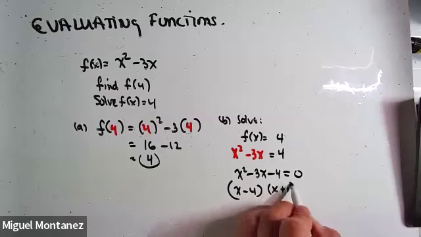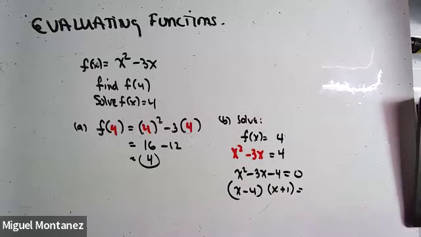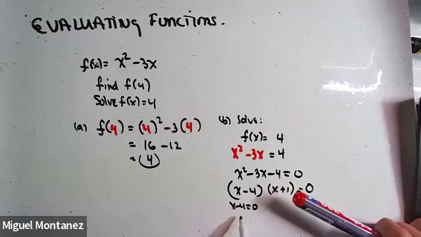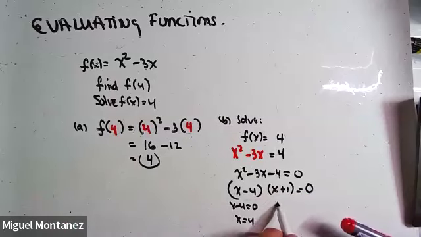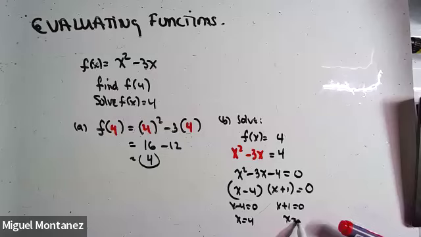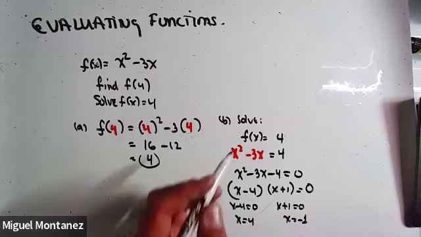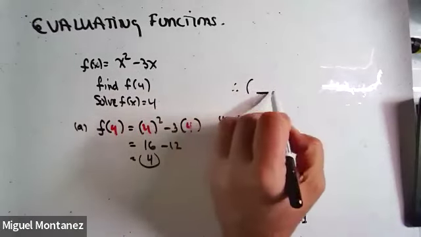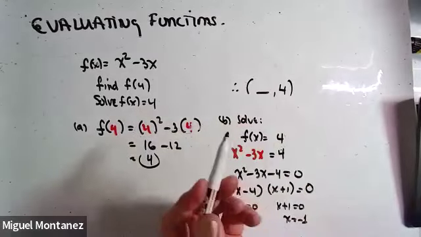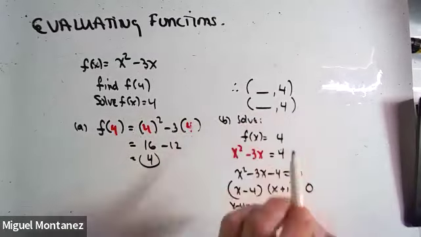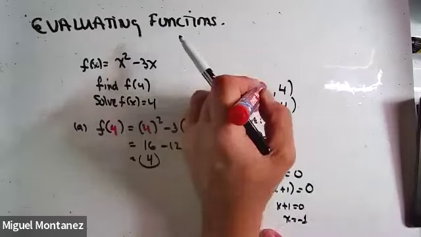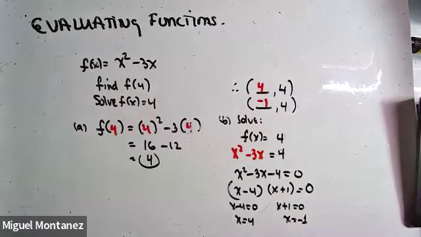So it'll be (x minus 4) times (x plus 1) equals 0. So when x minus 4 equals 0, x equals 4, which we knew from before. When x plus 1 equals 0, x equals -1. Okay, so therefore, let me write it here. We found two numbers that give an output of 4 for this function. So in order to achieve 4 as an output, the input must be 4 or -1. Those two numbers will give me an output of 4.